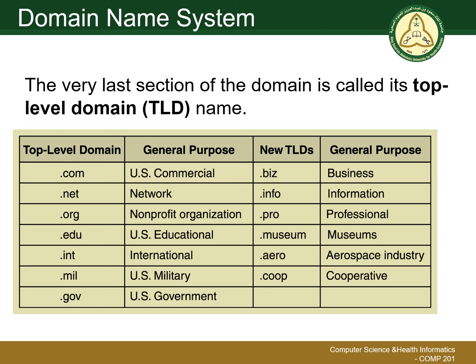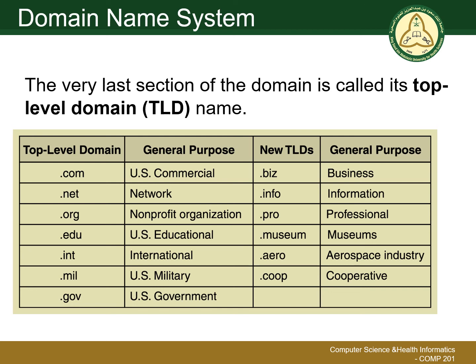.com means this is commercial. .net is network. .org is organization or non-profit organization. .edu is educational, and there are international, government, and so forth. So this is what we call the top-level domain.